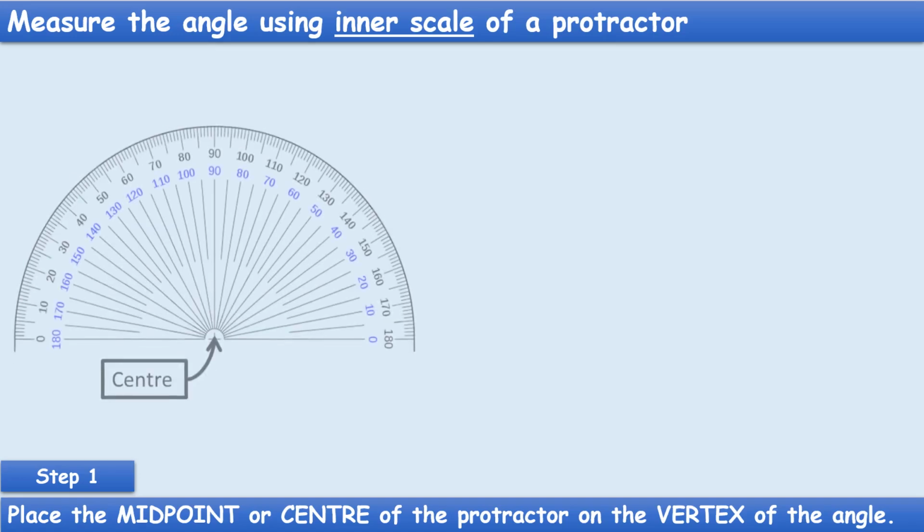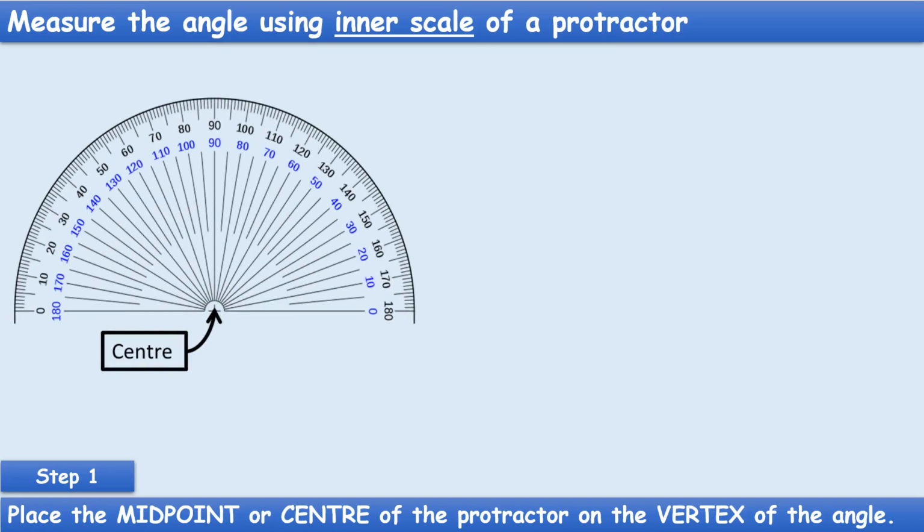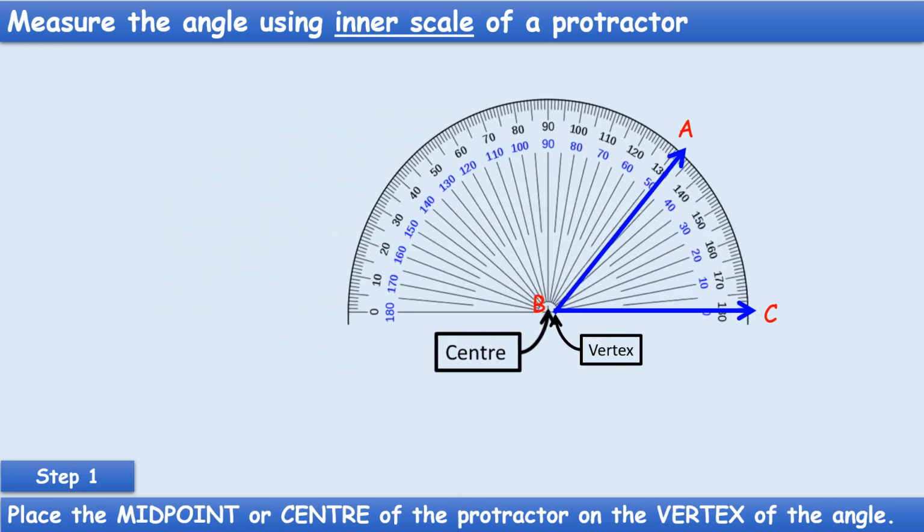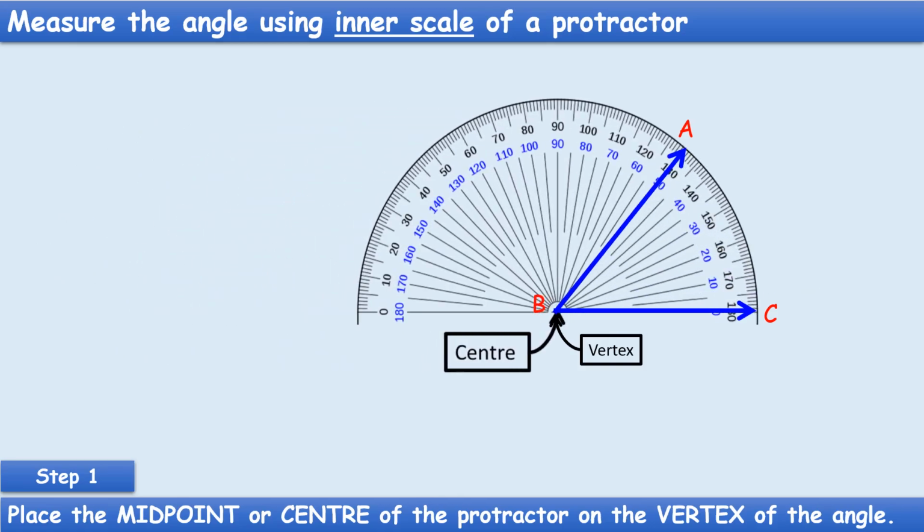Place the midpoint or center of the protractor on the vertex of the angle. Here, the given angle is angle ABC. So, the vertex is B. You have to place the center of the protractor on the vertex B.